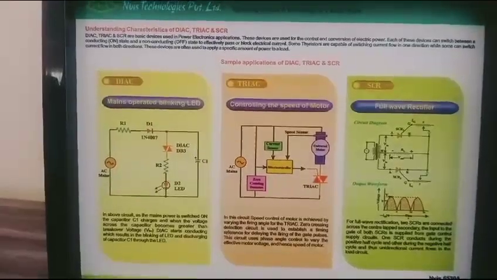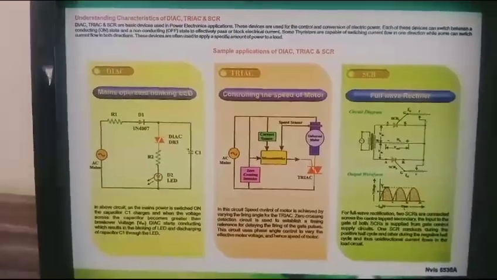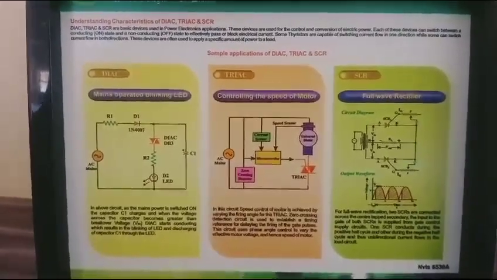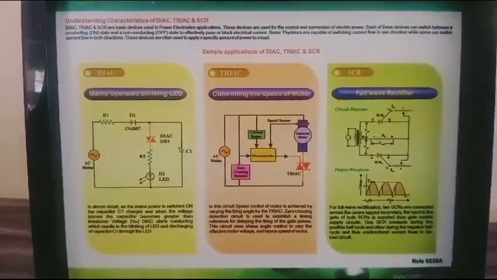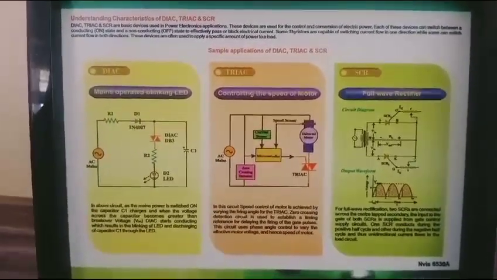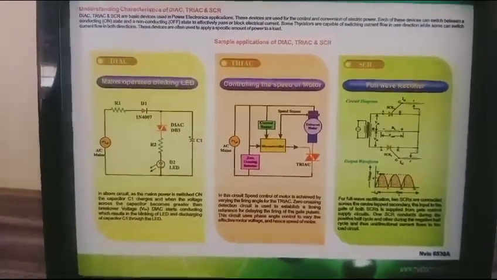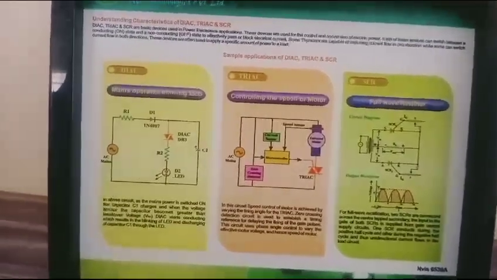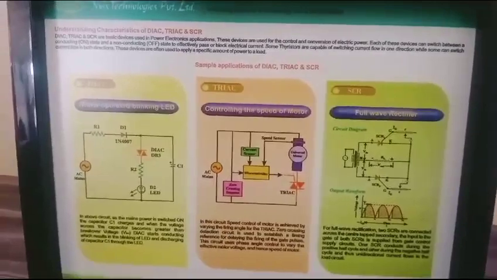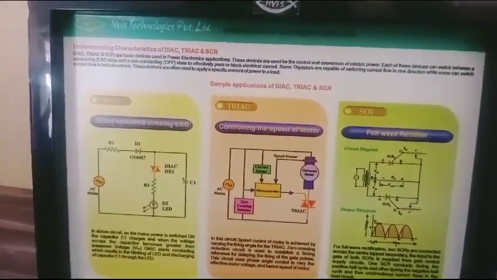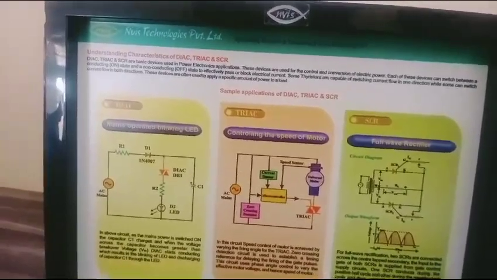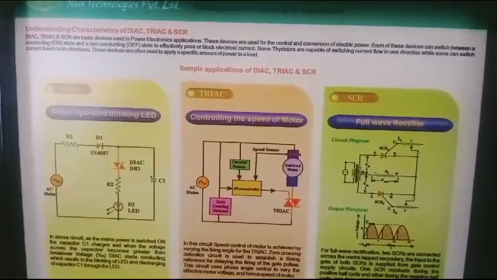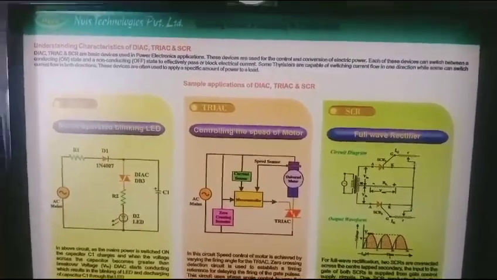Triac and SCR are basic devices used in power electronic applications. These devices are used for the control and conversion of electric power. Each of these devices can switch between a conducting on state and a non-conducting off state to effectively pass or block electrical current. Some thyristors are capable of switching current flow in one direction, while some can switch current flow in both directions. These devices are often used to apply a specific amount of power to a load.